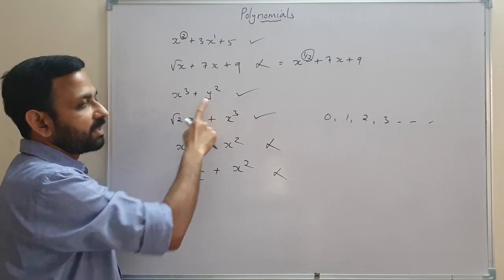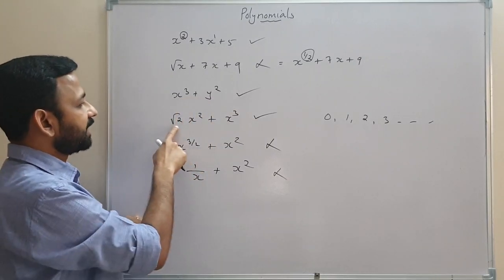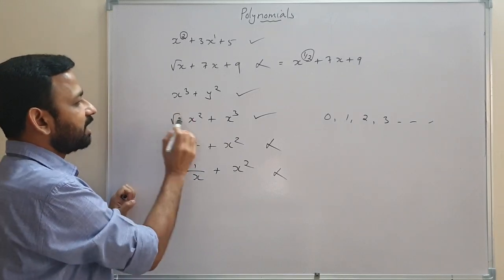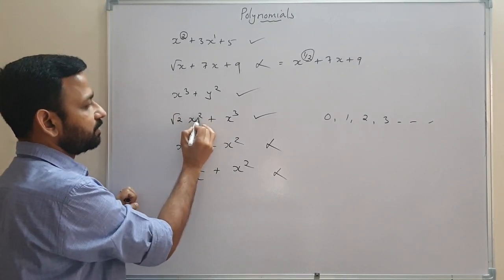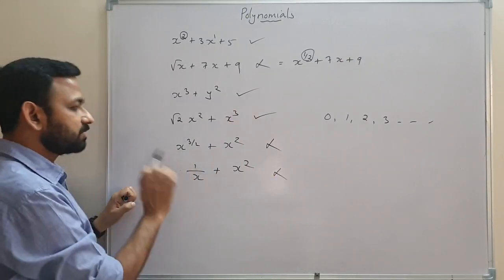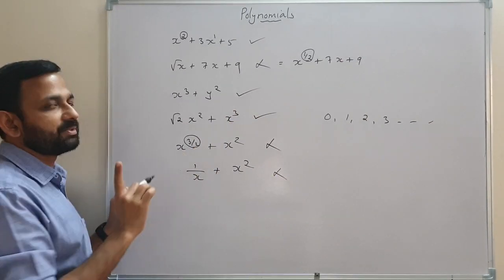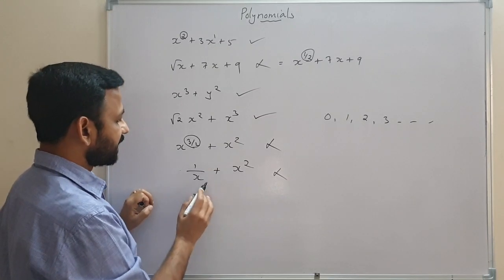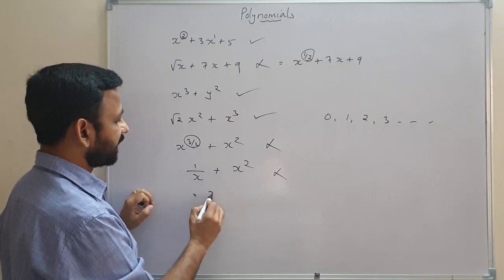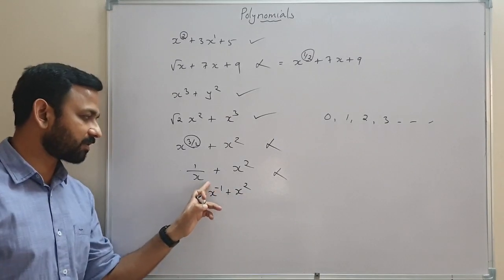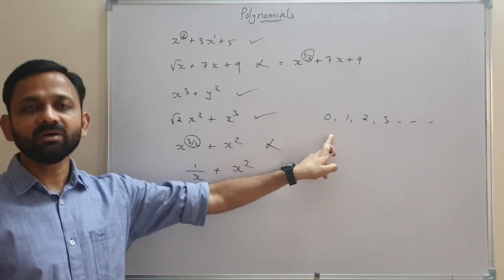So this is a polynomial in two variables. And this is also a polynomial. Root 2 is a constant, but the power of the variable here is 2, a whole number, and here 3, that is a whole number. This is not a polynomial, the reason being 3 by 2 is not a whole number. This is not a polynomial. When we write it in exponential form, it is x raised to minus 1 plus x square. So here the power of the variable, minus 1, is not a whole number.